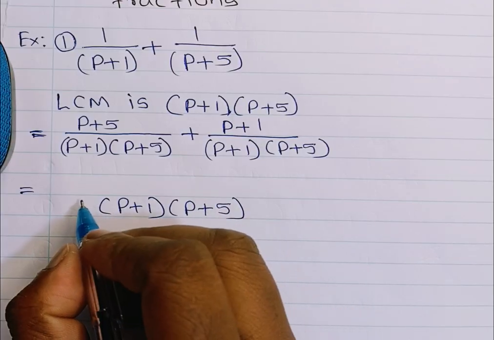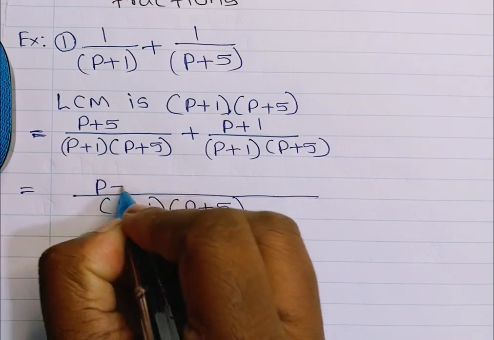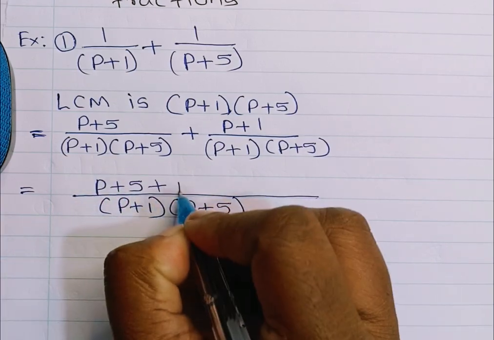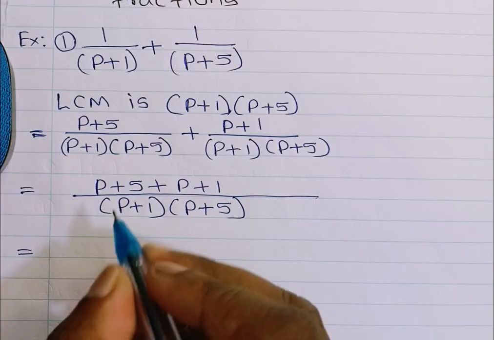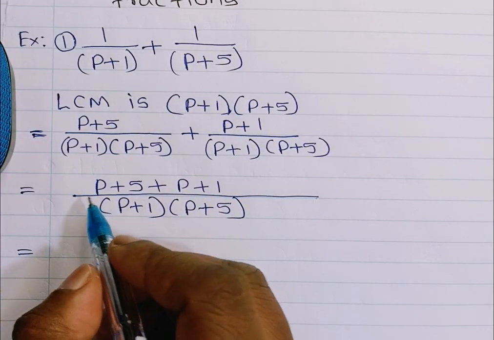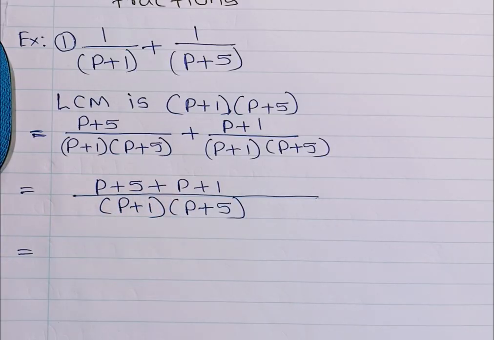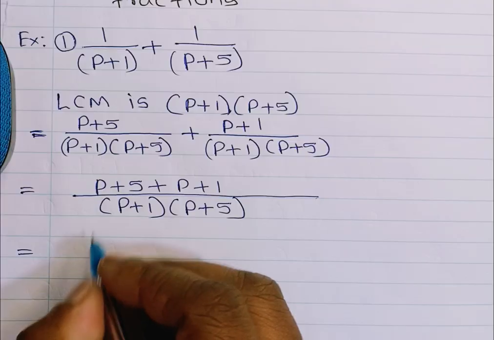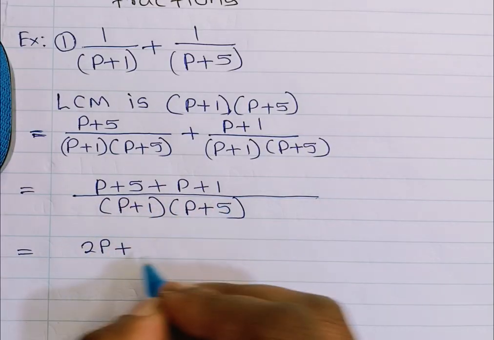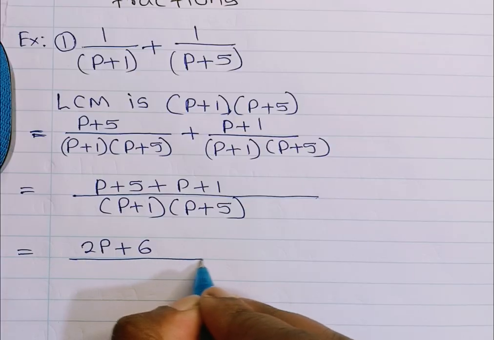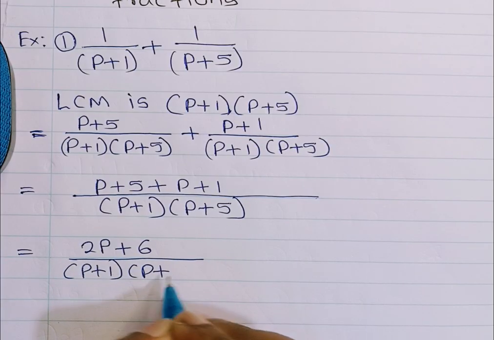Then after we can simplify the numerators together, so it is coming like p plus 5 plus this one is p plus 1, right? So then after that you can simplify the numerator by simplifying the like terms together, right? So that means p plus p is 2p, 2p plus 5 plus 1 is 6, divided by p plus 1 times p plus 5.